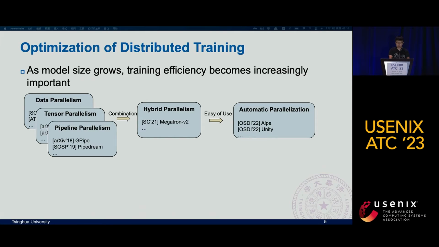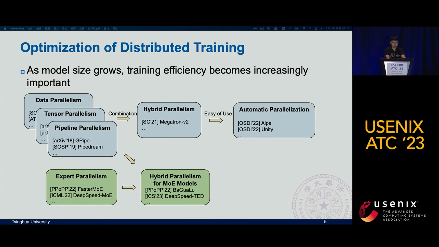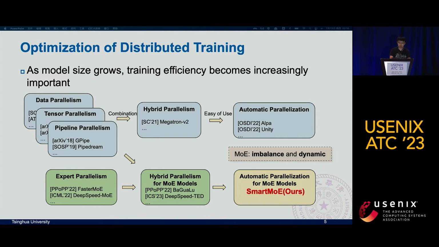As MoE becomes promising, expert parallelism has been proposed and optimized. Similarly, some work has explored hybrid parallelism for MoE models. But for auto-parallelization, due to MoE imbalance and dynamic properties, existing works fail to handle MoE. This is where our work, SmartMoE, comes in. It is a dedicated automatic parallelization system designed for MoE models.